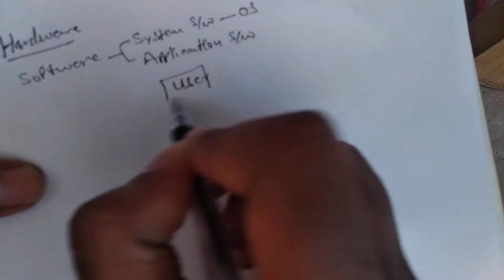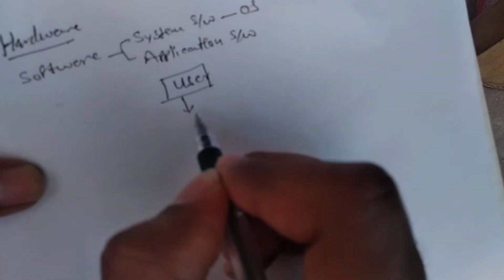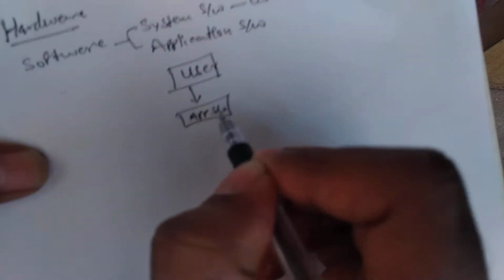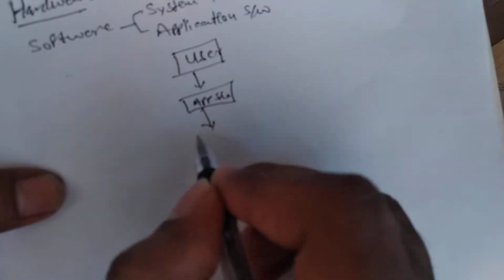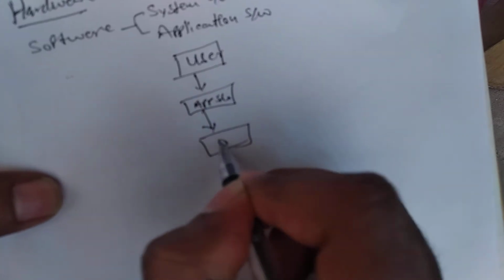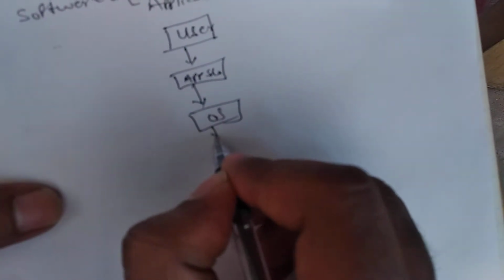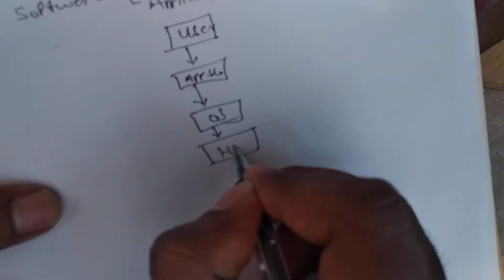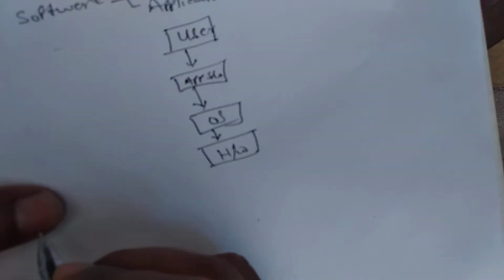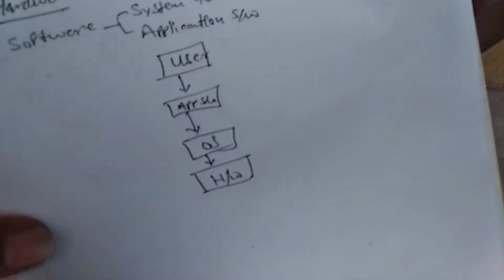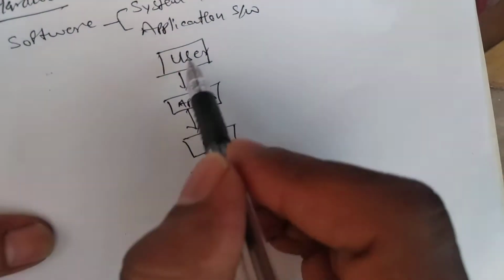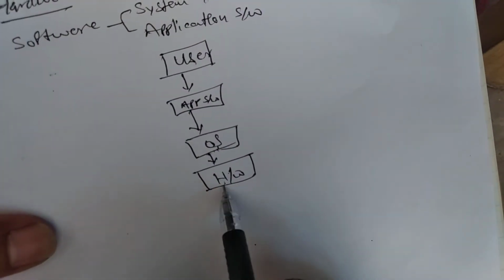User can interact with the application software. The application software will interact with the OS. By using the OS we can work with hardware. Already we know what the OS is. It's an interface between user and system hardware.